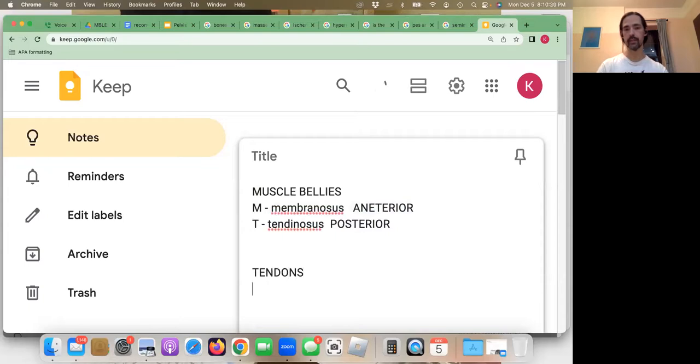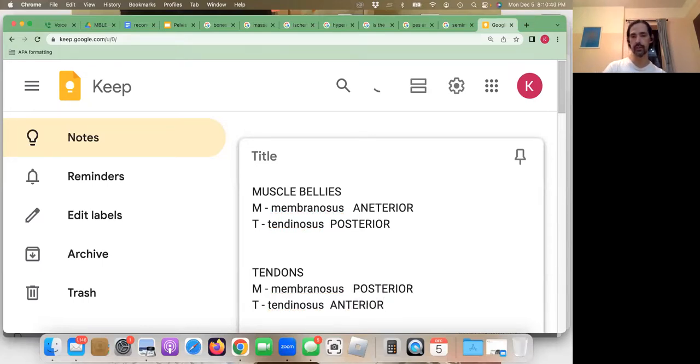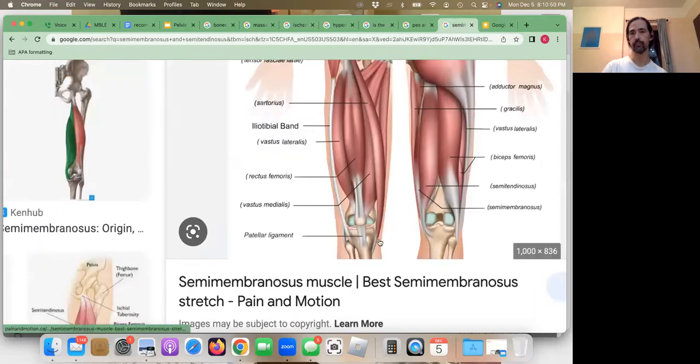But for the tendons, the membranosus and tendinosus switch. Membranosus is more posterior. The tendinosus is more anterior. The membranosus is the more posterior tendon. The tendinosus is more anterior. This is the anterior portion. This is the posterior tendon.